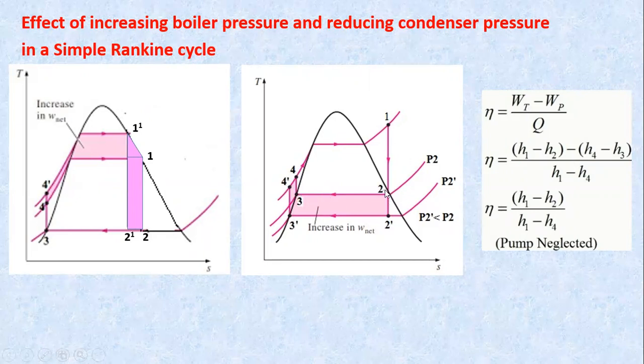Also, we can observe here, initially with the condenser pressure, the steam was expanding from 1 to 2. So H1 minus H2 was the Rankine work developed in the turbine. Whereas with the reduced condenser pressure, it has increased to H1 minus H2 dash. So there is an increase in the work output of the turbine. Hence in both the cases, we can see there will be a net increase in the efficiency of the cycle.